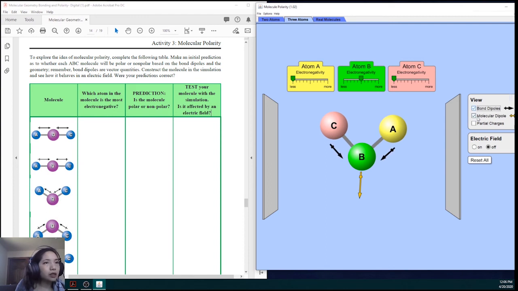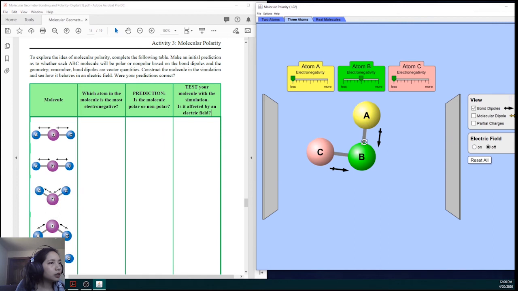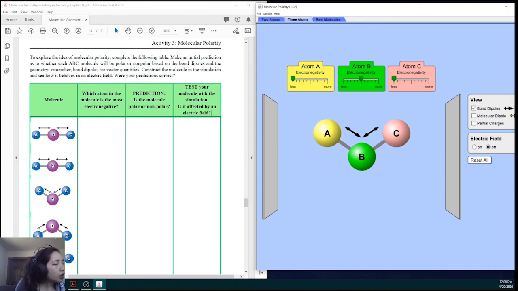Okay, so let's make our picture look like that. Okay, so A and C. So which is the most electronegative? Again, arrows pointing to the more electronegative atom. So I'm going to change it up like this. Here we go.